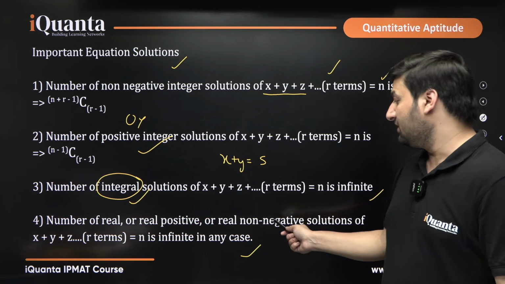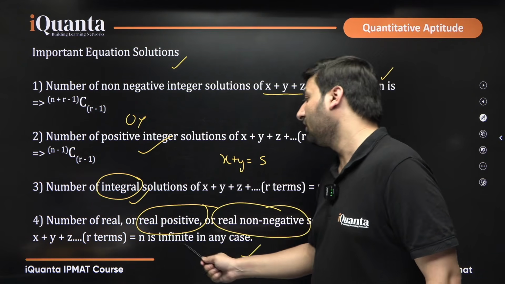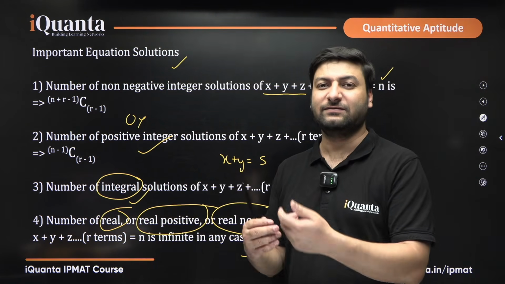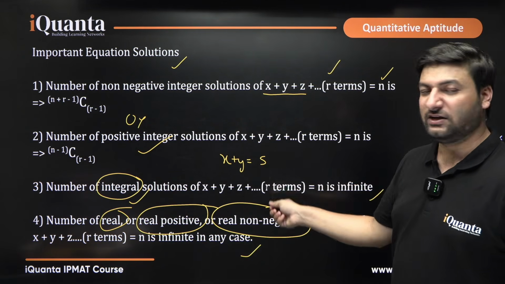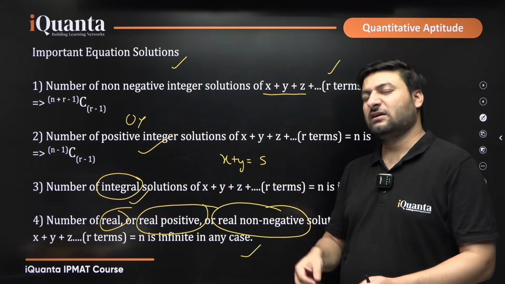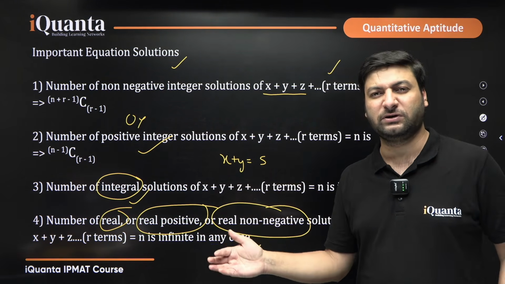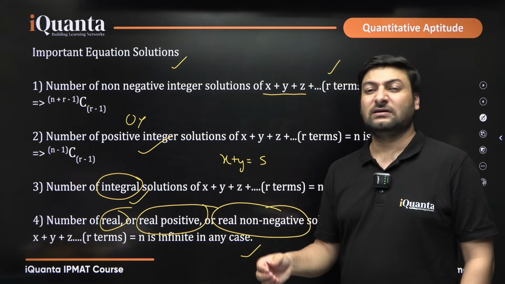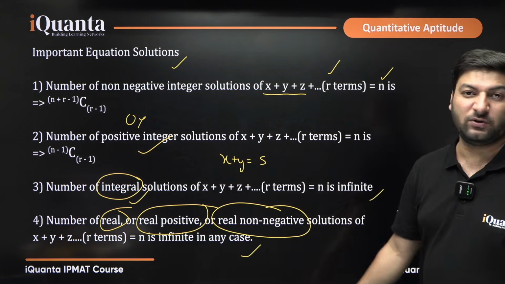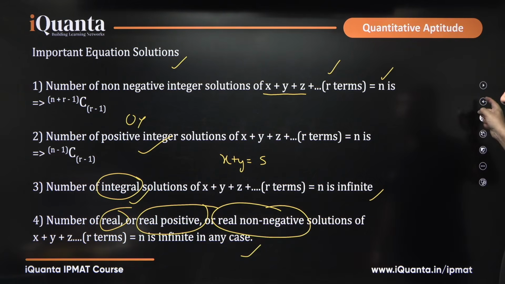Why? Because here there is a big word mentioned, that is real positive or real non-negative, or real. Real means each type of number, positive, negative, decimal, fraction, everything. So, just imagine in how many ways can you write 5 as a sum of two numbers in which every value is allowed, because in real, in fact, decimals are allowed. So, say 4.1 plus 0.9, 4.2 plus 0.8, 4.3 plus 0.7, 4.5 plus 0.5. In fact, in real, negative are also allowed. So, maybe 6.5 minus 1.5. So, there are so many cases that are going to occur in case of real. So, that is why here infinite solutions are there.